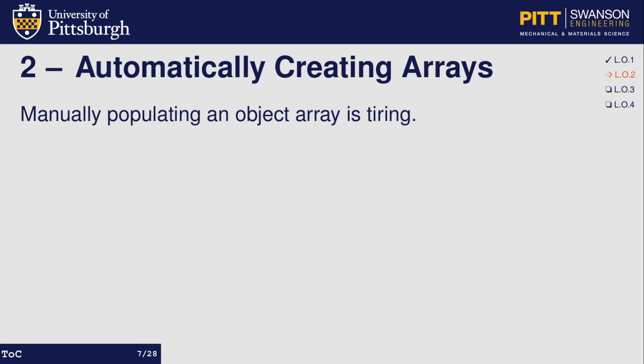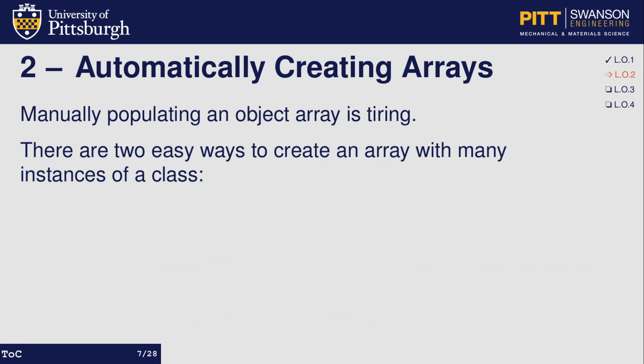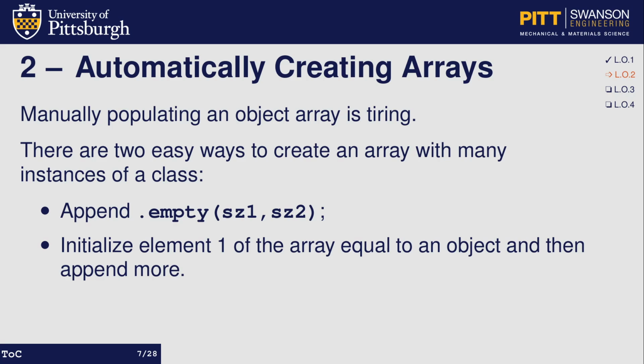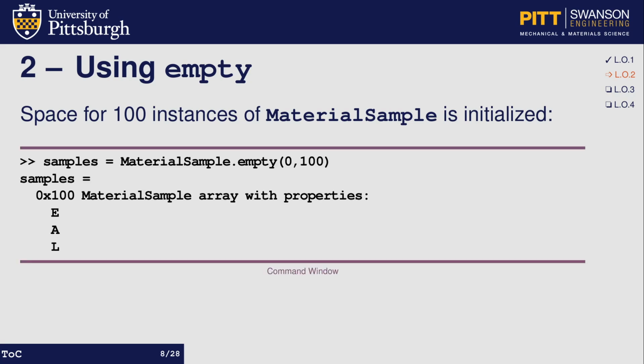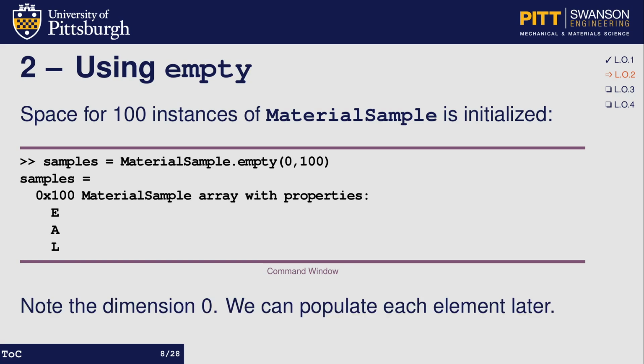Now, manually populating this array is tiring, so there are 2 really easy ways to create an array with many instances of a class. First, append the .empty command with 2 size dimensions to the end of the class name, and second, initialize the first element as an object and then append more iteratively. We'll cover both of them in this lecture. First, we can initialize space for 100 total instances as follows, using the empty command with the size dimensions 0 and 100. Note that the 0 is necessary here because the array doesn't actually contain anything yet. When we initialize the elements with specific values, this dimension will change to 1.